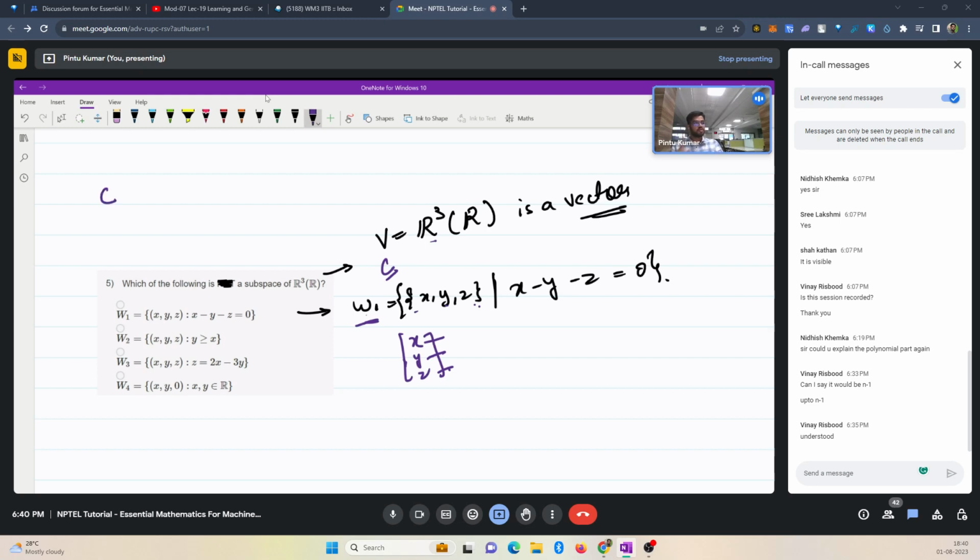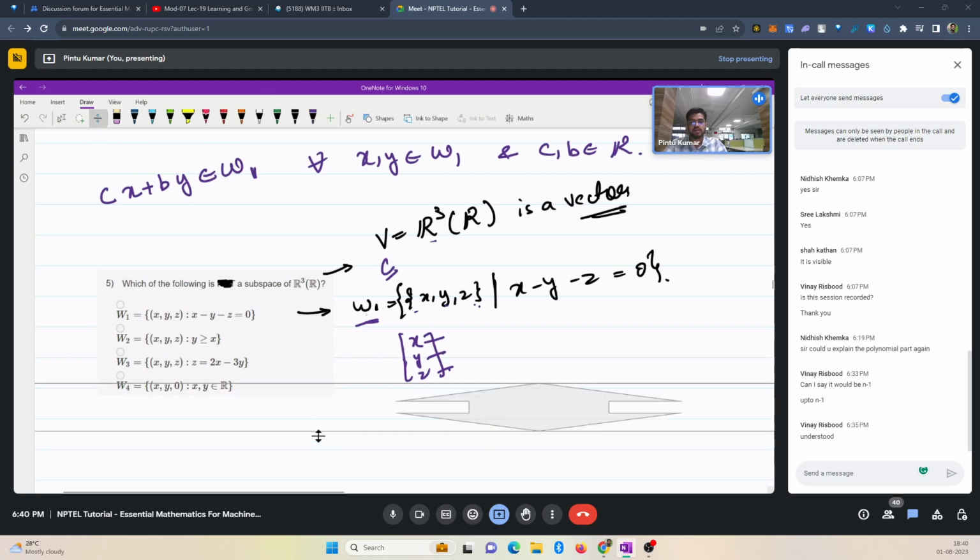So what property do we have to check? We have to check Cx plus By belongs to W1 or not for all x comma y in W1 and C comma B in real numbers. We want to check this particular thing. Okay, so let's check.